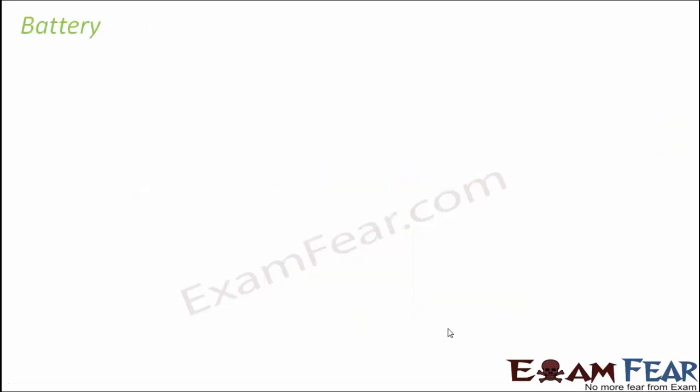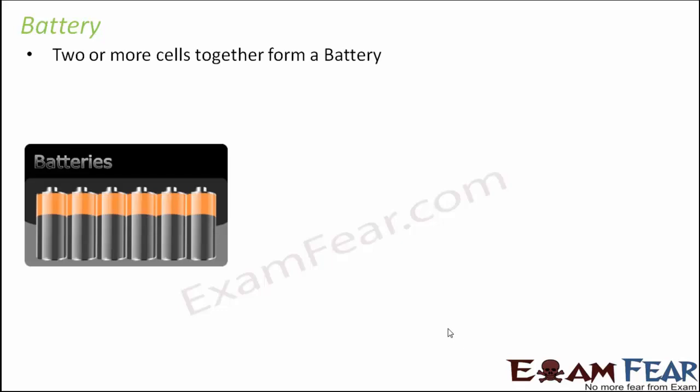So that was the cell. Now, why do we need a battery? Because I said that a battery is nothing but two or more cells joined together. When our need for electricity is more, because a cell is nothing but a generator of electricity, one cell is just not enough. In that case, we need more cells combined together to generate more electricity.